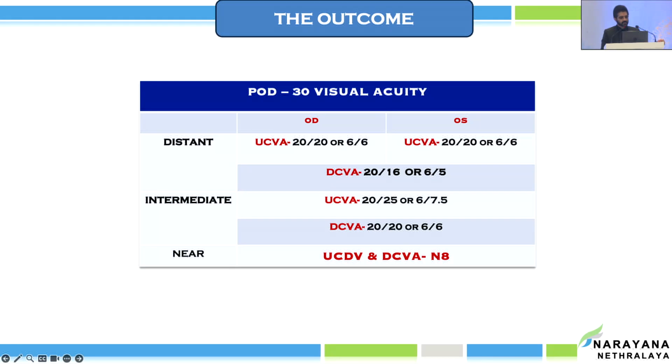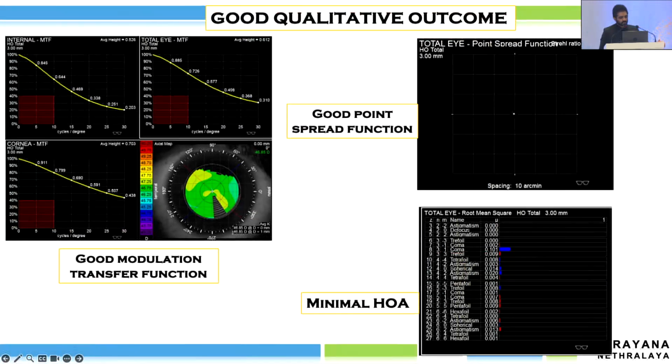The distance corrected vision bilaterally was 20/16. Intermediate unaided was 20/25. Distance corrected intermediate was 20/20. And the near vision, both uncorrected and distance corrected, is N8. When I say distance corrected, again, please remember that is the maximum plus. So for visual quality, you can see how good the MTF value is, and also the point spread function, it's fantastic.